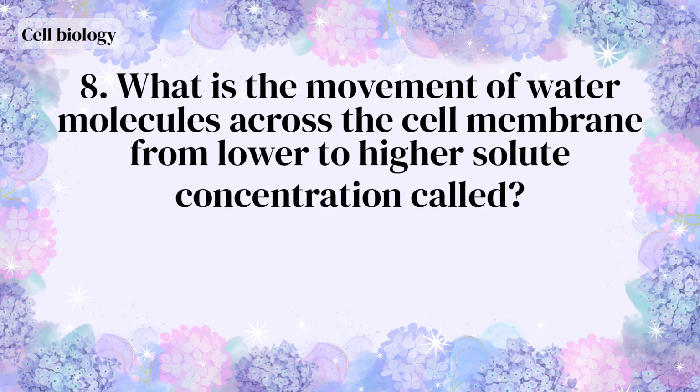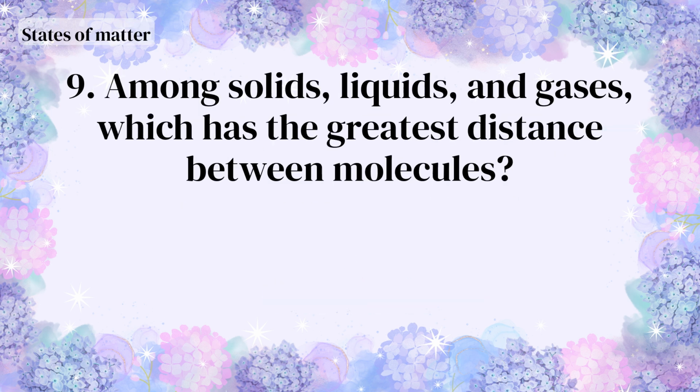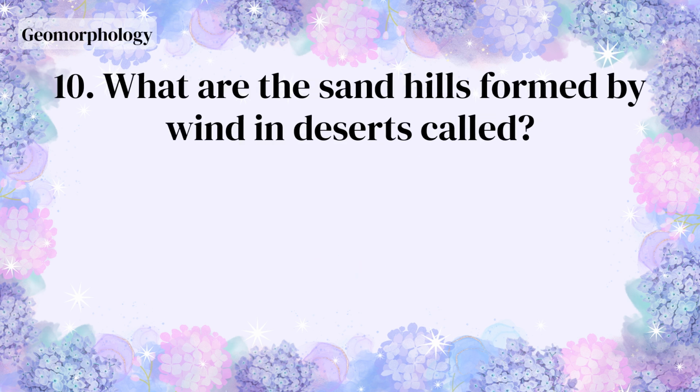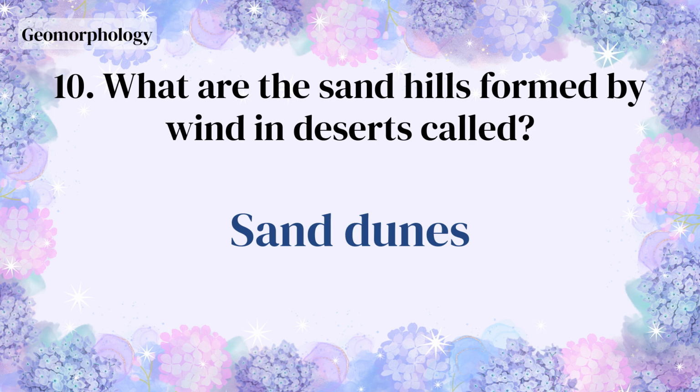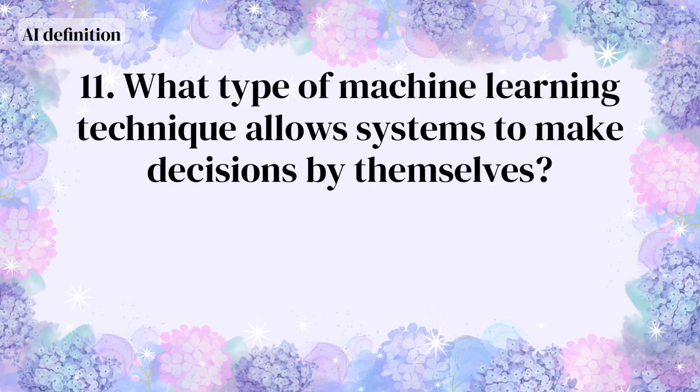What is the movement of water molecules across the cell membrane from lower to higher solute concentration called? Osmosis. Among solids, liquids, and gases, which has the greatest distance between molecules? Gas. What are the sandhills formed by wind in deserts called? Sand dunes. What type of machine learning technique allows systems to make decisions by themselves?